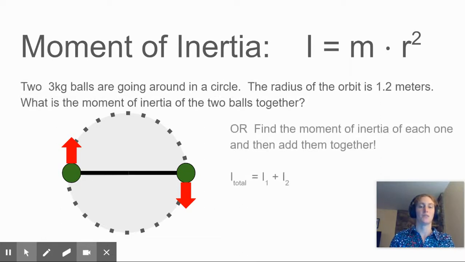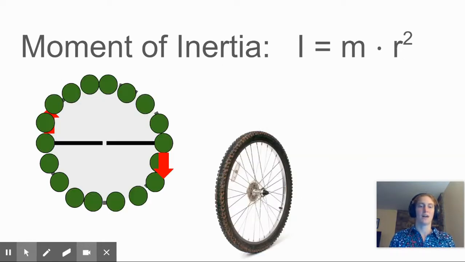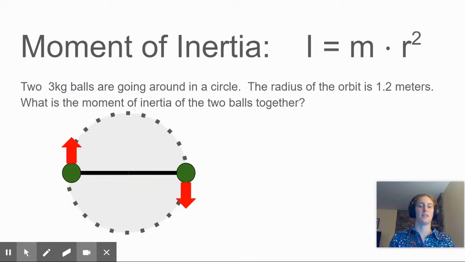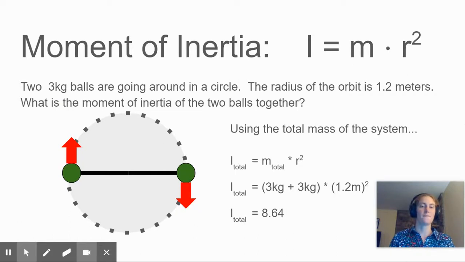The other way to do this is to find the moment of inertia of each one and add them together to get the total moment of inertia. I know from the previous one that each ball will individually be 4.32, and I can add those together to get 8.64. So either way you do it, you get the same answer. Now, the first way that you do it is this mass way.